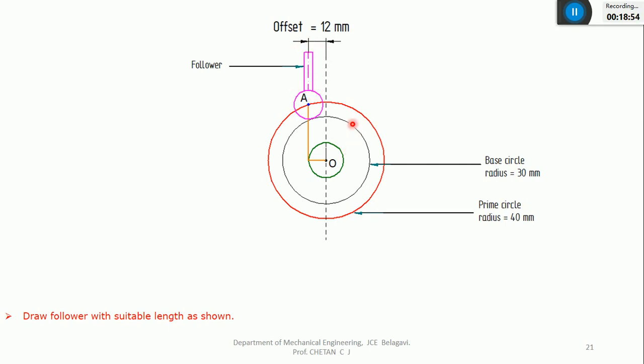So I have indicated the base circle, then I have indicated the prime circle, then after that I have drawn this offset circle by 1.2 centimeter because I want the offset by 1.2 centimeter. And after that I have drawn the tangent to this offset circle, and this tangent is nothing but the axis of the follower. You can see, this is the axis which is passing through the center of this follower. So this is the axis of the follower. It is a left side offset, towards left because it is given as left in the problem.